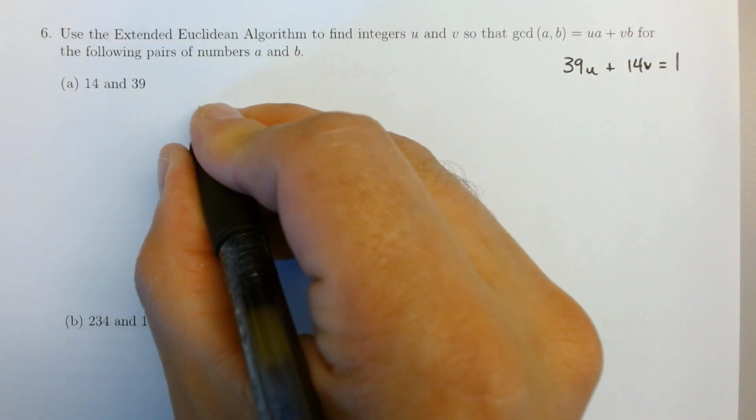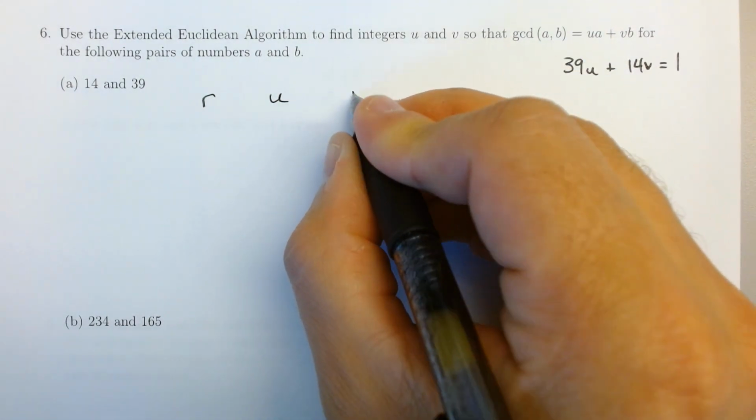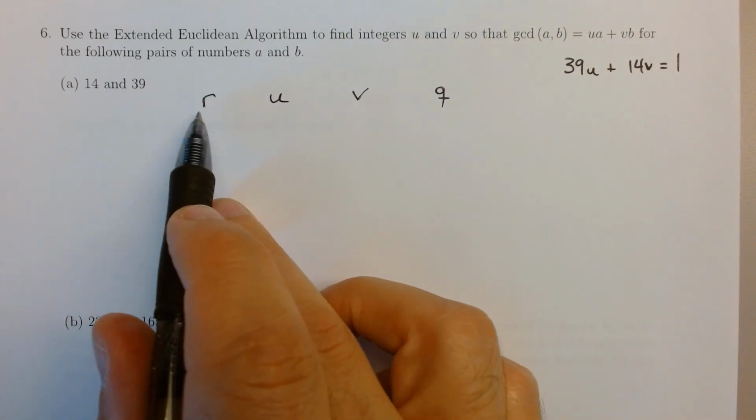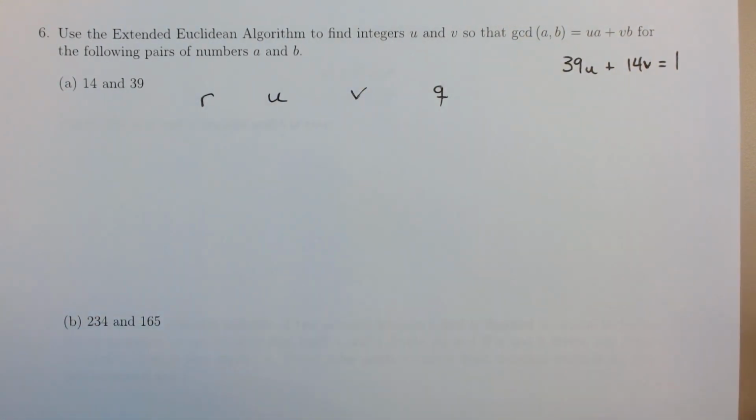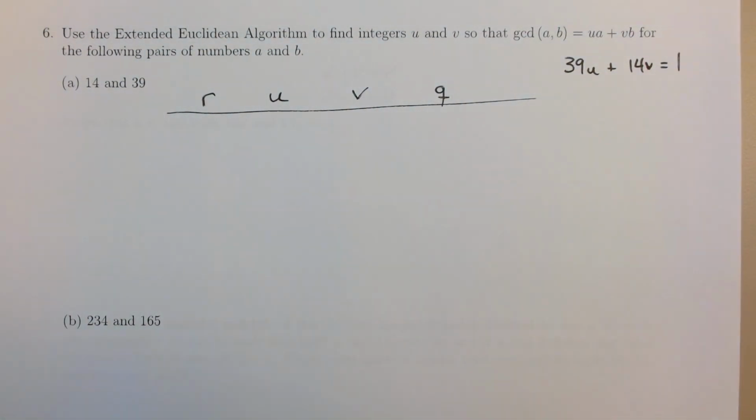So the way the extended Euclidean algorithm works, you set it up in this way. The U and V are this U and V here. R and Q are just like the R and Q from before, remainders and quotients. And so you'll have these 4 columns.